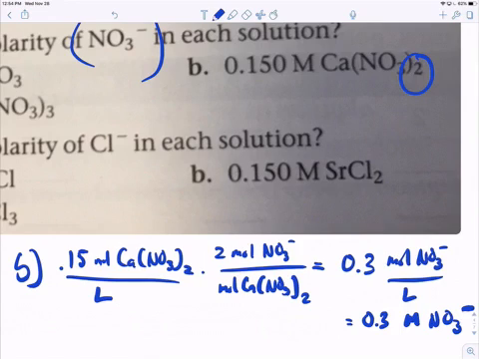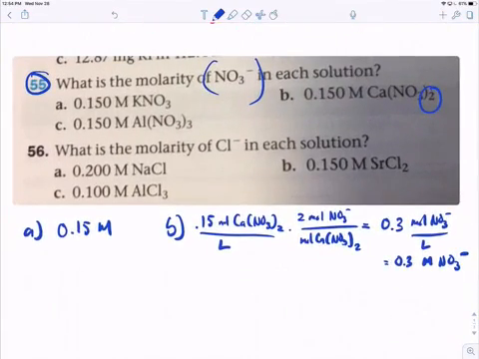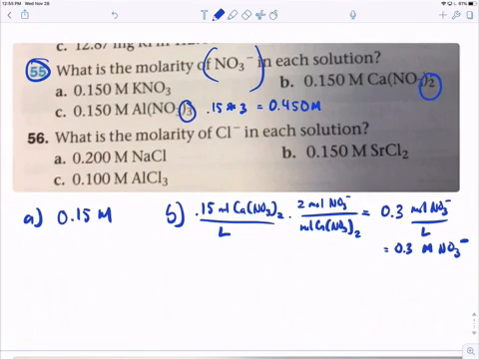Does that make sense? And then for C, it's just 0.15 times 3, which is 0.45. So next one is just the 3 there, it's just times 3. All right, so you guys can work on 56.